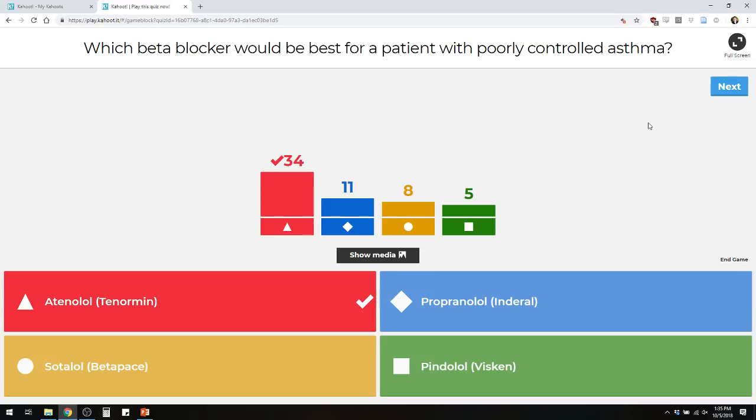So again, how do you remember which ones are cardioselective? A through M. Remember, you have to remember the exceptions, right? The carvedilol, the labetalol, things like that. But A through M typically are going to be your cardioselective beta blockers. So it means atenolol, metoprolol. What else? Anything else? Those are the two big ones you're going to run across, I think, most commonly.